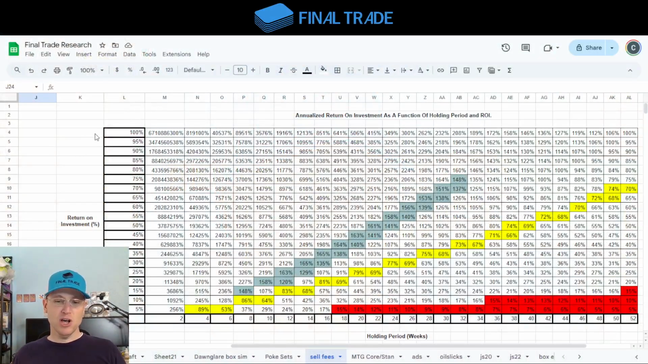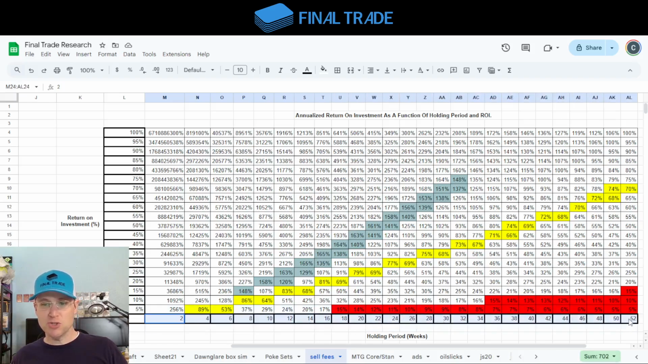And so what we have along the horizontal axis is holding period measured in weeks. And so I've put it here in 2 week increments going out to a 1 year holding period.